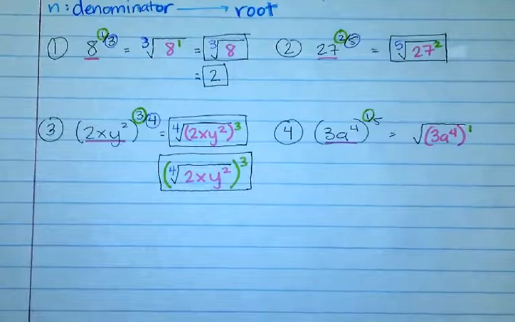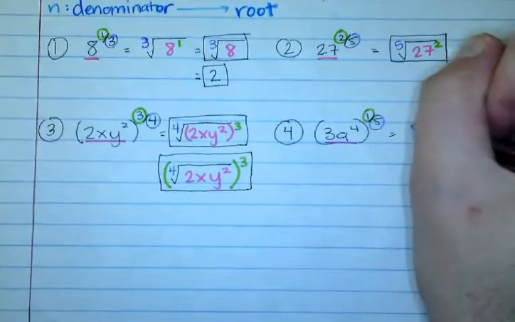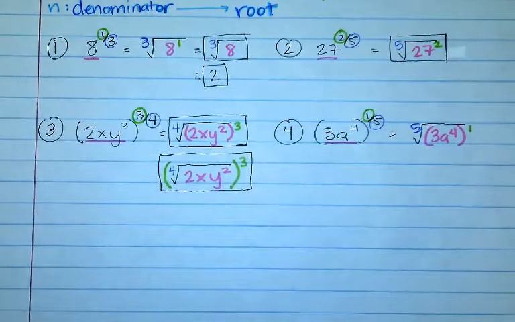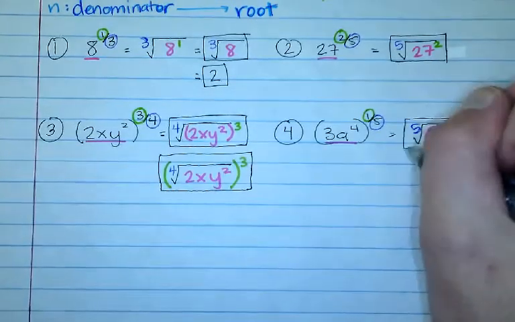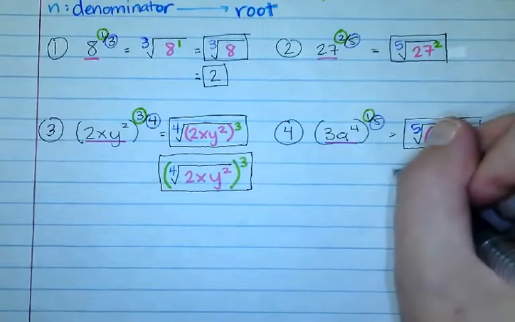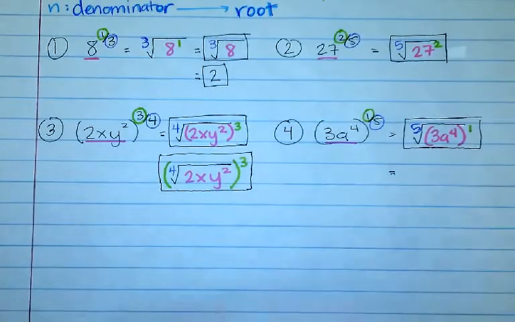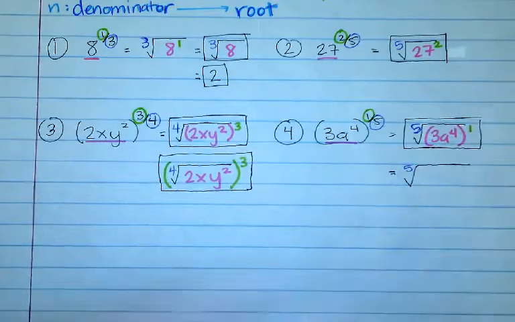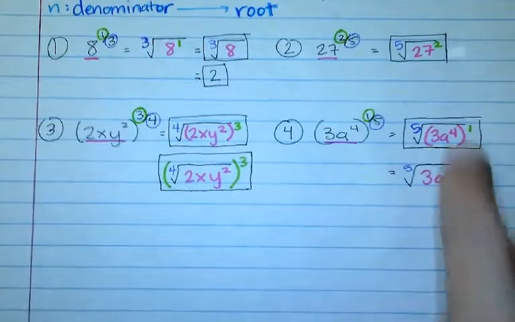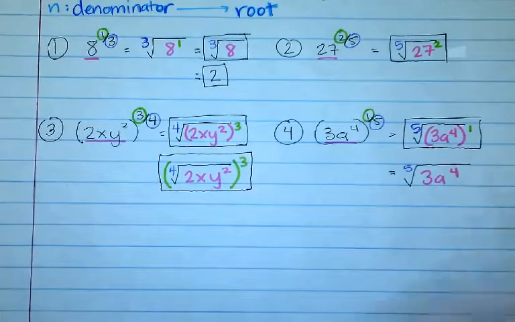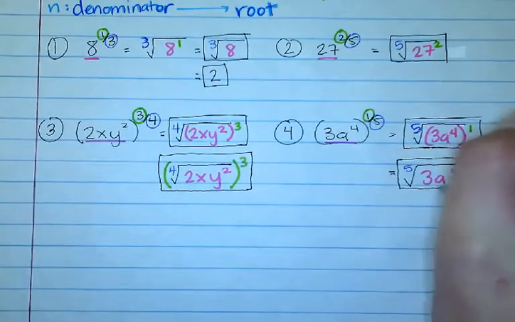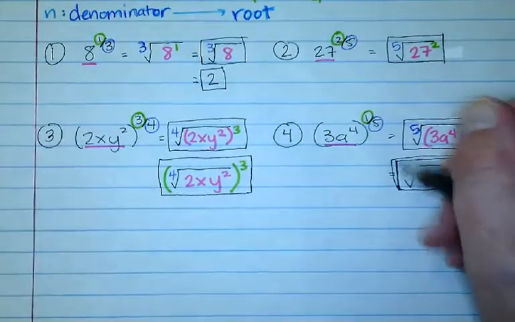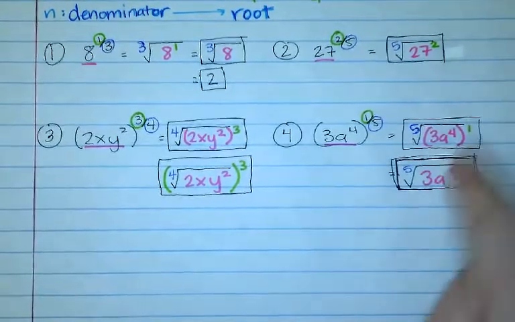Now, once again, we don't really need that 1 root. We don't have to have it there because it's an understood 1. So you could write the answer to this one also as the 5th root of 3a to the 4th. So you could drop that 1, and then you wouldn't have to have those parentheses. All right? So this one can also be written 2 ways. I want you guys to see that those are the exact same thing. All right. So this is if we're going from rational exponents to radical form.